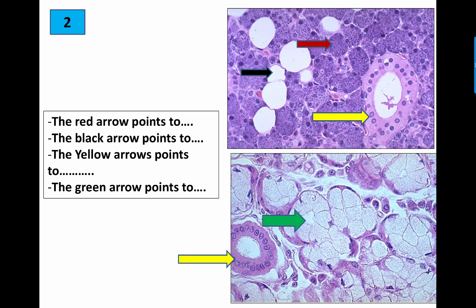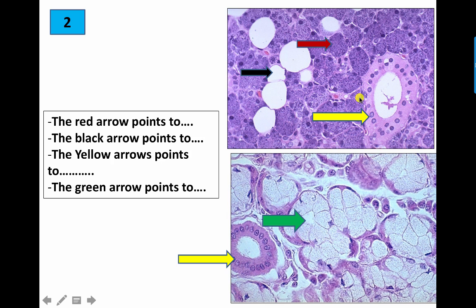Now, the second slide. The red arrow points to, of course, these are serous acini, typically basophilic granular cytoplasm and very narrow lumen. Black points to the fat cell, typically vacuolated due to dissolving of the fat during preparation, and we have a signet ring peripheral nucleus.